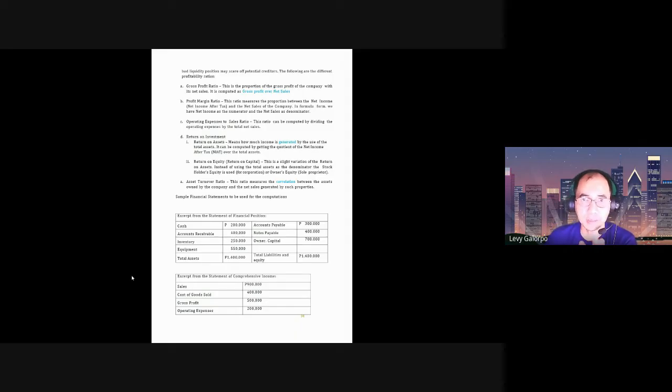Guys, these divisions can really be seen in the financial statement. So, it may be mixed from balance sheet and income statement, or balance sheet to balance sheet, income statement to income statement. The horizontal and vertical analysis is more on balance sheet to itself and income statement to itself. Now, profit margin ratio. This ratio measures the proportion between the net income after tax and the net sales of the company. In formula, we have net income as the numerator and the net sales as the denominator.